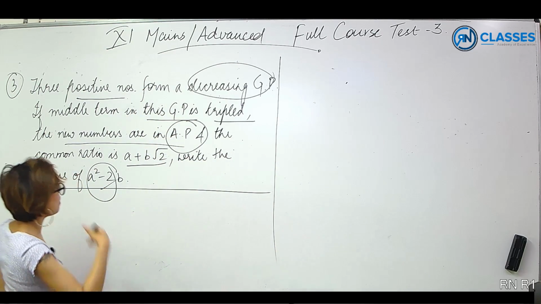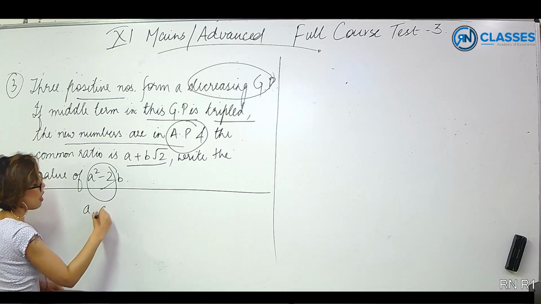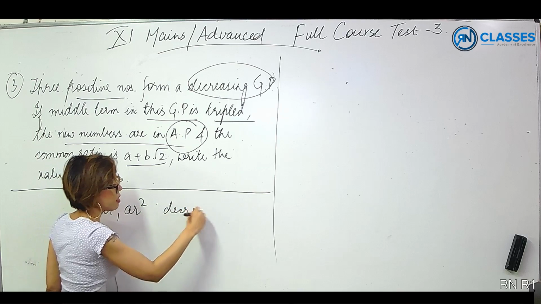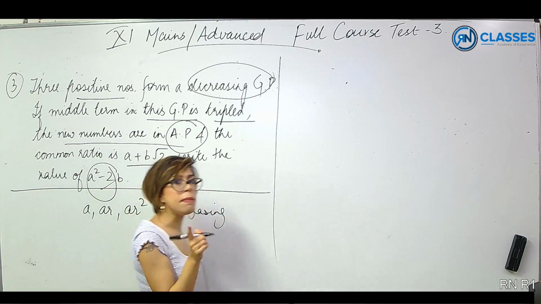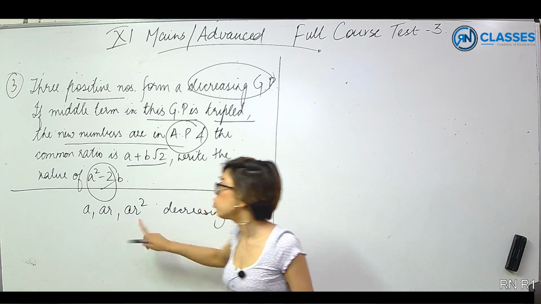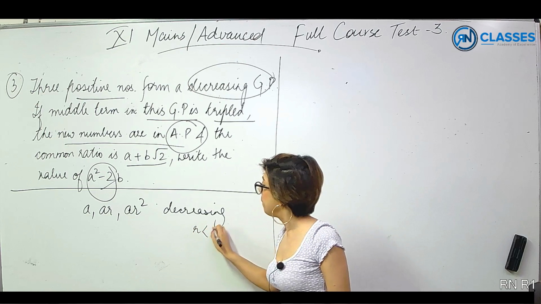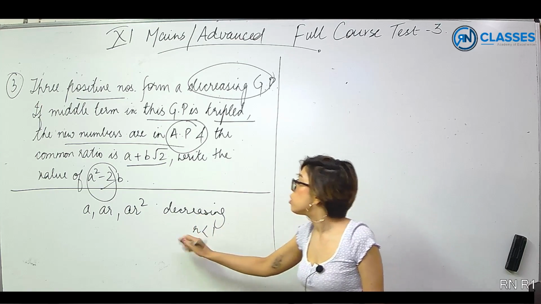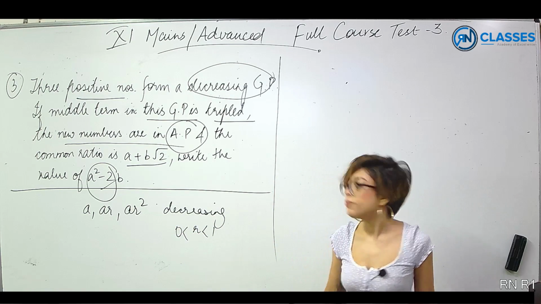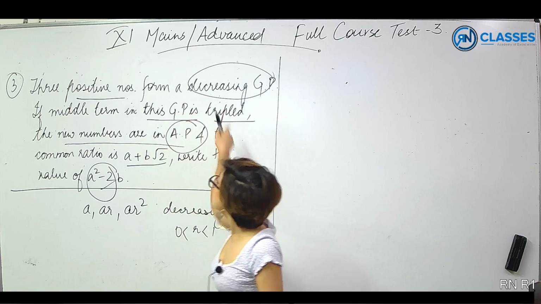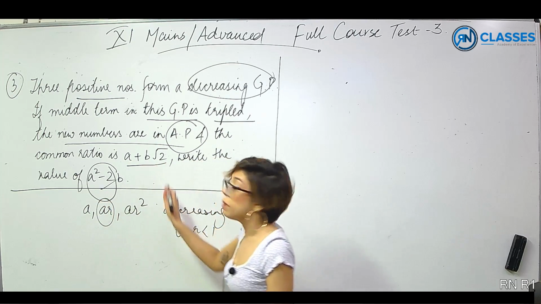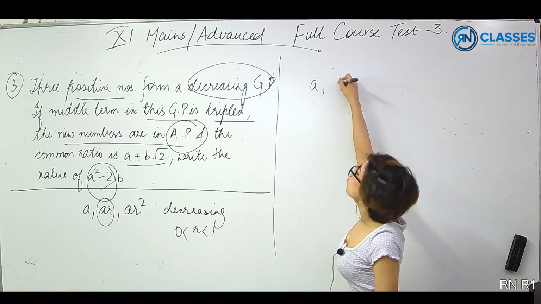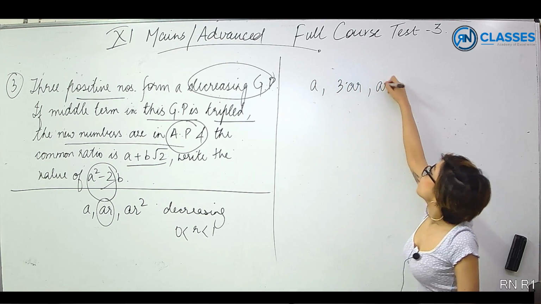Now he says three positive numbers. Let those three positive numbers be a, ar, ar square. Also, it is a decreasing GP, mind. Now when I say decreasing GP, I have made sure that the common ratio over here is less than 1. And positive numbers are there, so obviously the common ratio lies between 0 and 1. Cool. Now, he says the middle term in this GP, that means this one, is tripled. If this term is tripled, so my new series becomes a, 3ar, and then ar square.